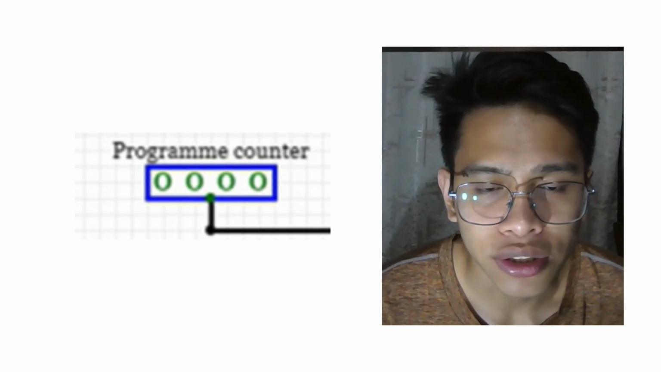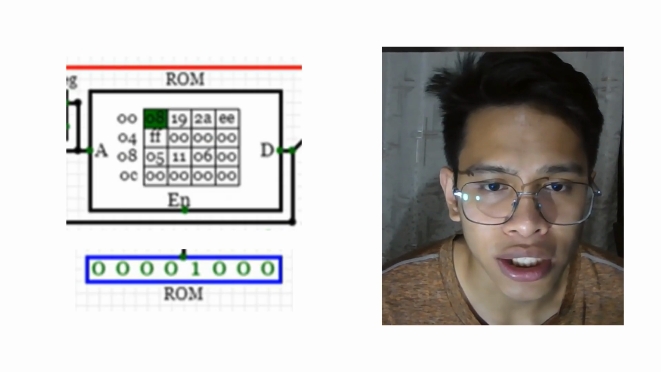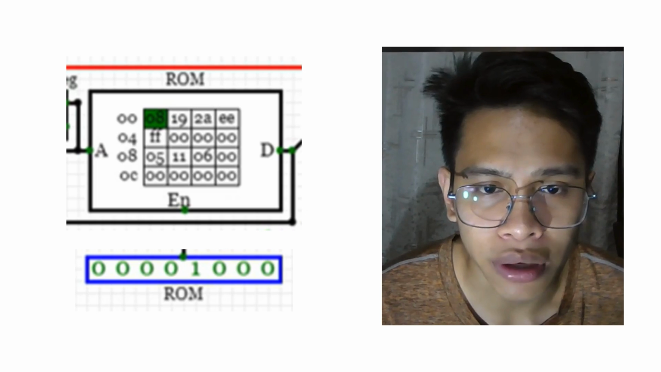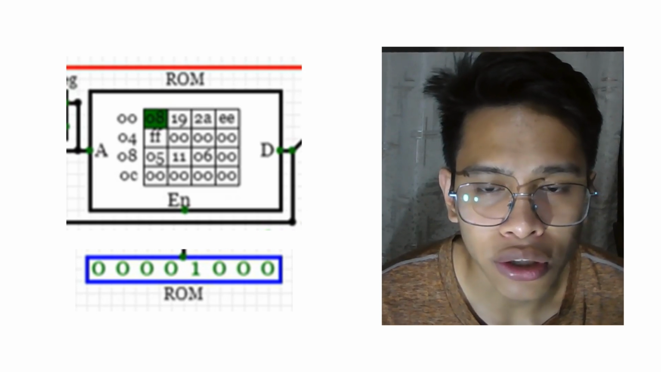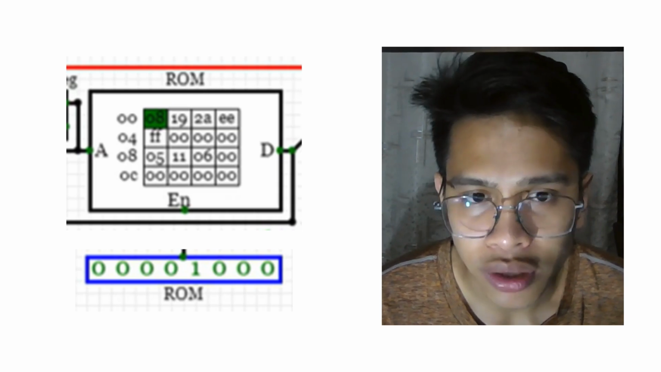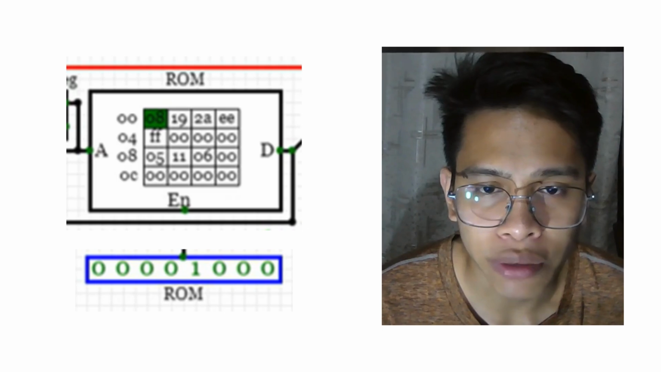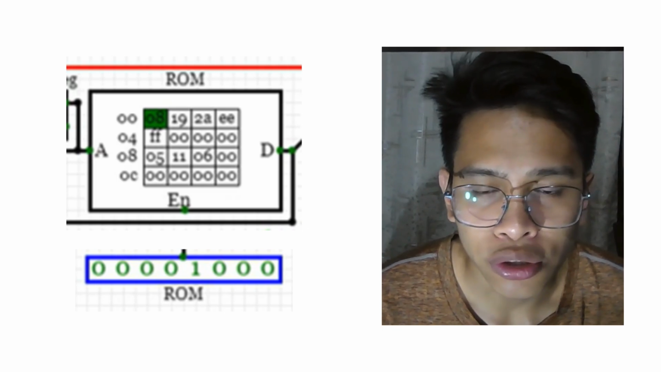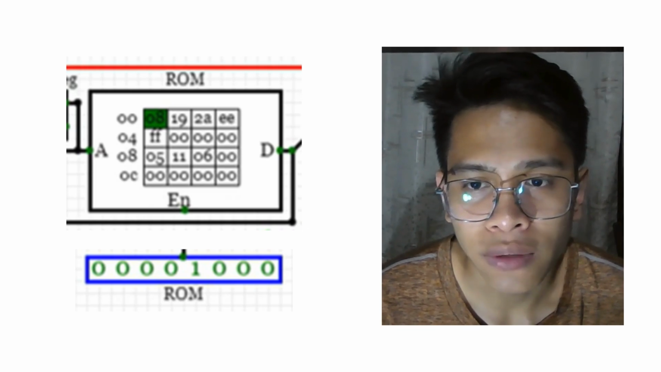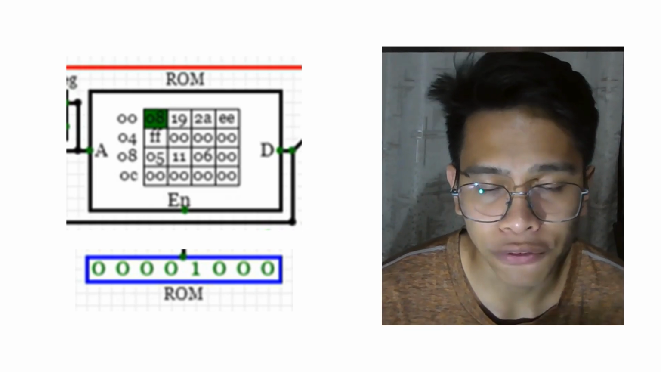Number two is the ROM, or read-only memory. The ROM stores the program instructions in binary form. These instructions are preloaded and remain unchanged during execution, providing the SAP1 with the operations it needs to perform.